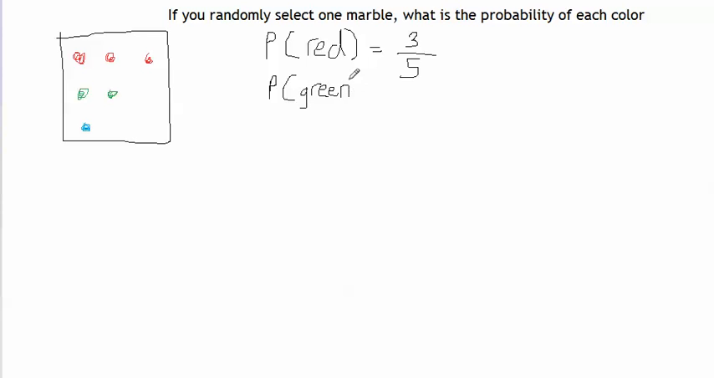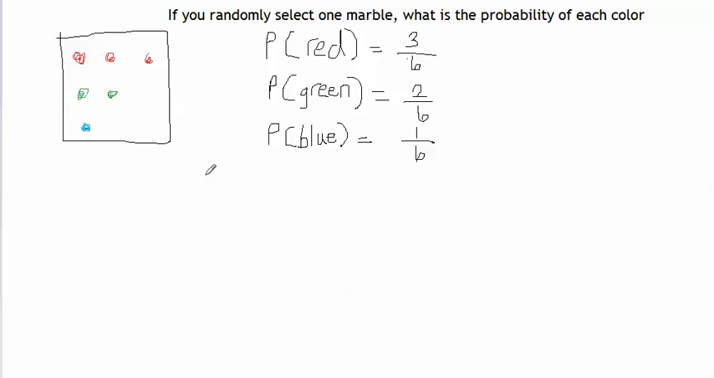Green would be, well, there's 2 greens and there's 5 marbles, so it's 2/5. Okay. Blue would be 1 out of 5, so 1 over 5.